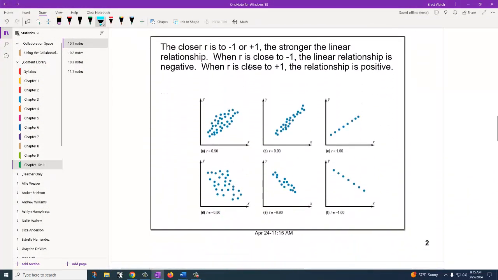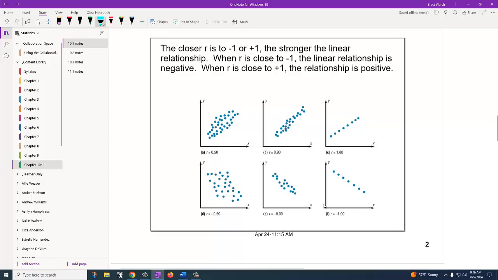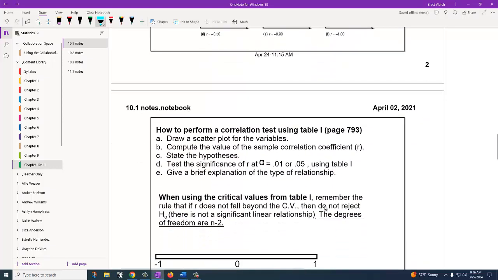And so that's what we can use to find our R value. The closer it is to -1 or 1, the stronger the linear relationship. You can see 0.5 is here, 0.9, and then we get that really solid relationship at 1. If it's negative, it just means it's trending downward. An R value of 0 means that it's completely random.